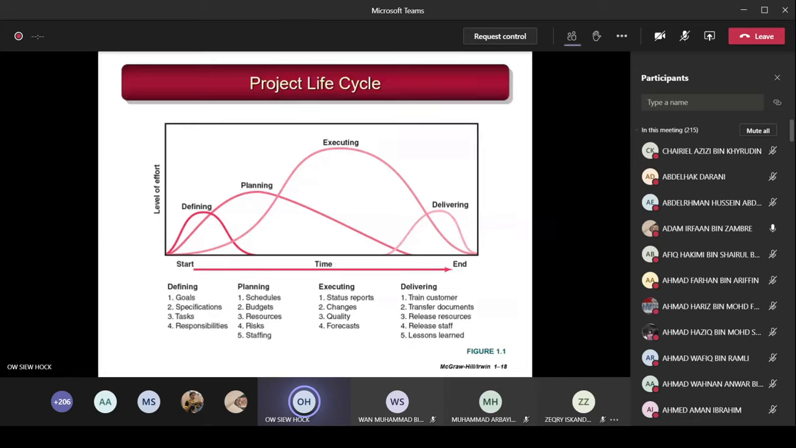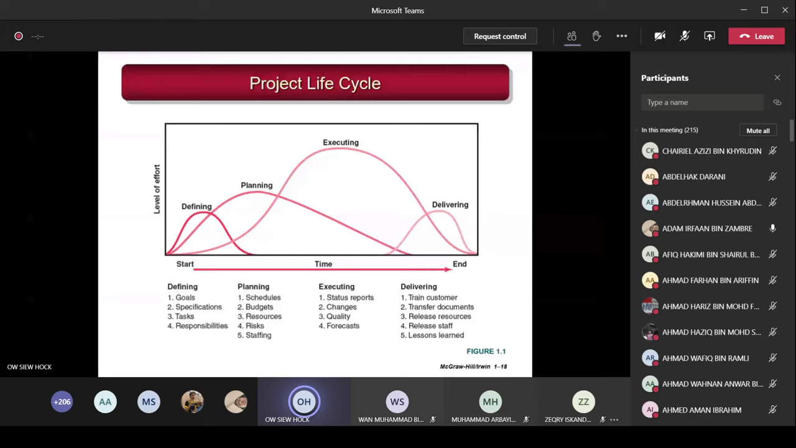Next, after you finish the planning phase, you move on to executing. In executing, you have to monitor the progress of your project. You have to keep track of the status, so you need to produce status reports. And as you go along, there are always changes going on, so you have to manage change.